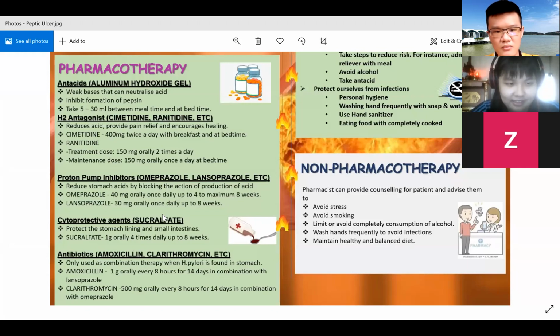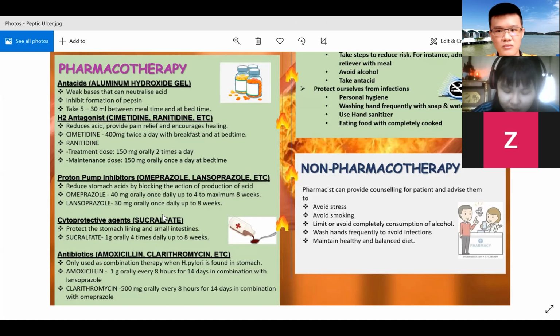Okay. Next is cytoprotective agent. One of the examples is sucralfate. It functions to protect the stomach lining and small intestines. For mechanism of action, it stimulates proteins at the ulcer site, forms a protective coating against the gastric acid, pepsin, and bile salts. It also inhibits pepsin, exhibits cytoprotective effect, and forms a viscous adhesive barrier on the surface of the intestinal mucosa and stomach.